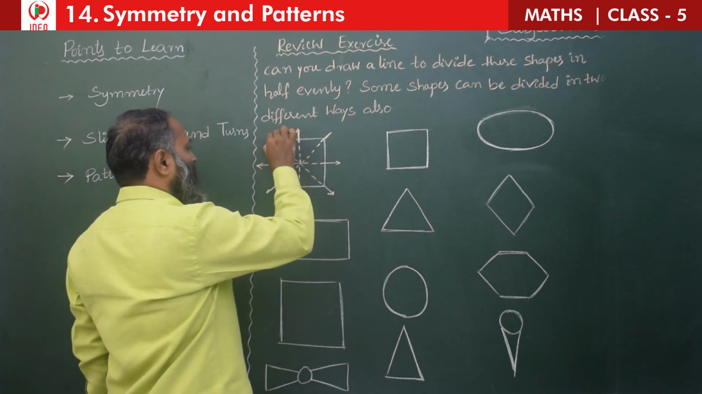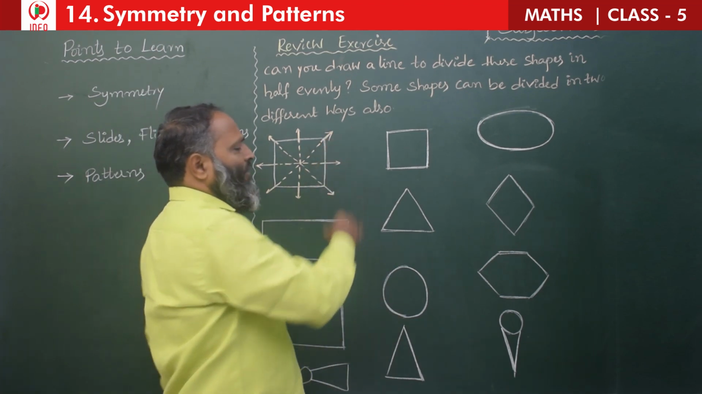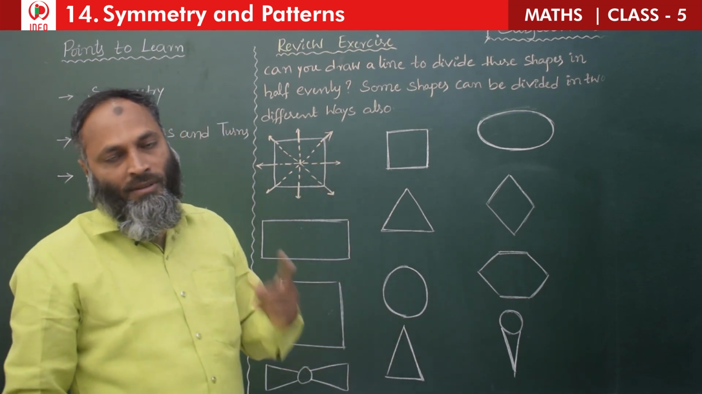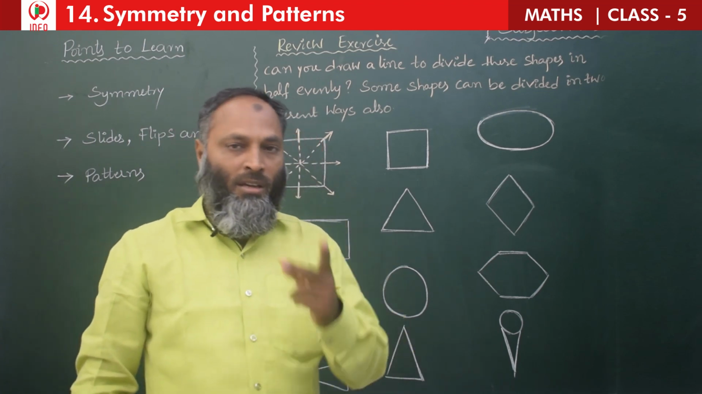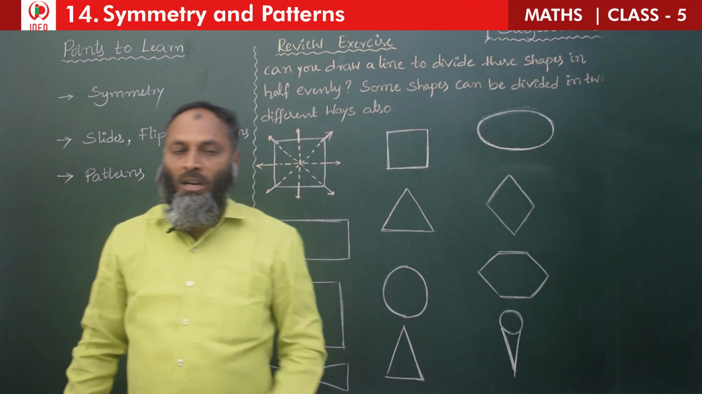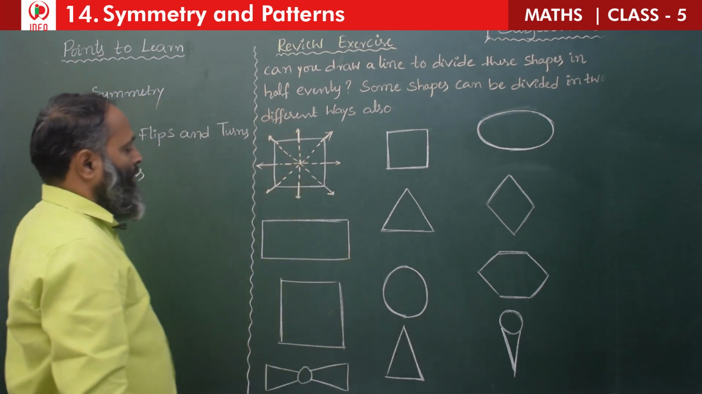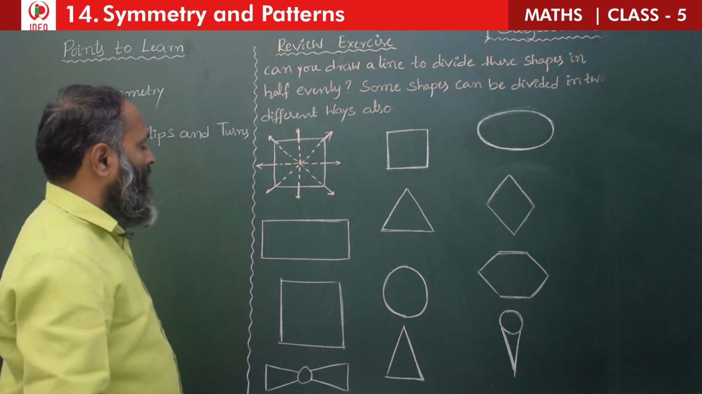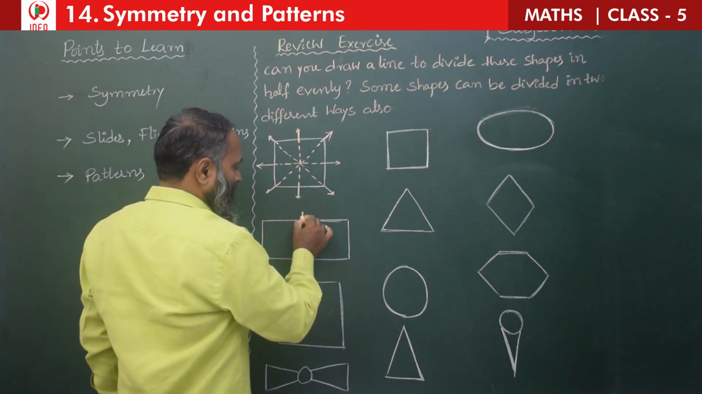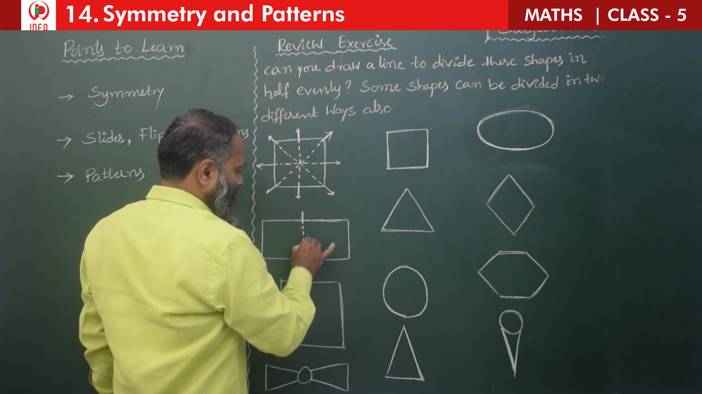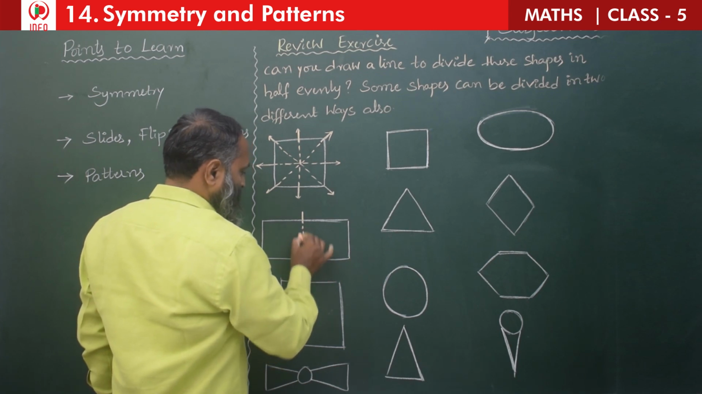In a square there are 2 diagonals, 1 vertical line and 1 horizontal line. One vertical line makes the square into 2 equal halves, one horizontal line also, and 2 diagonals. Next, the rectangle. In a rectangle, if you draw a line from the middle, it makes 2 equal halves. It is the line of symmetry.